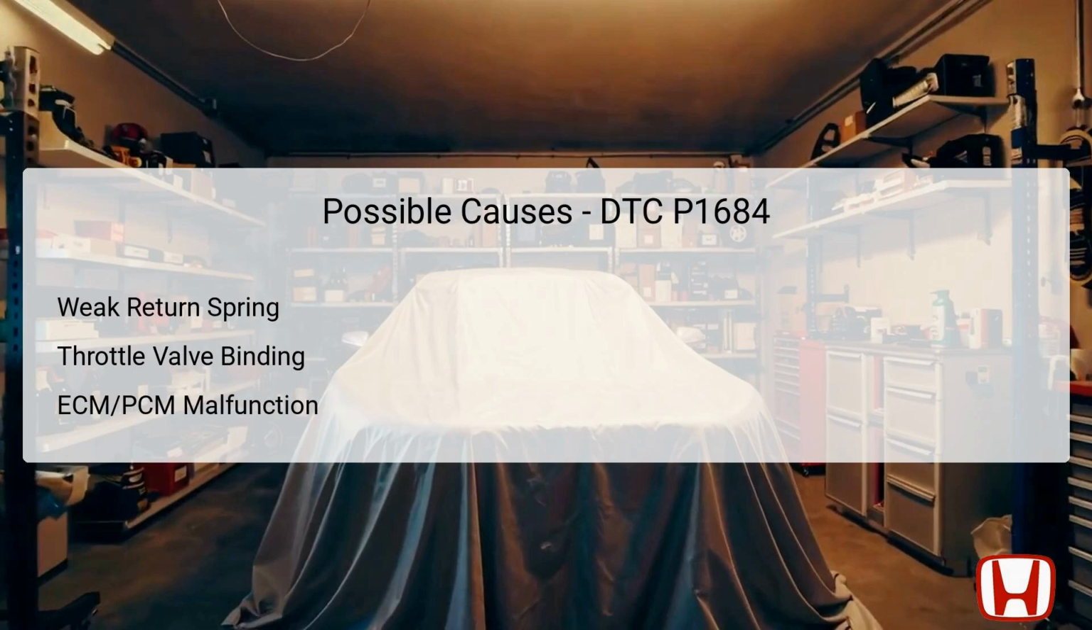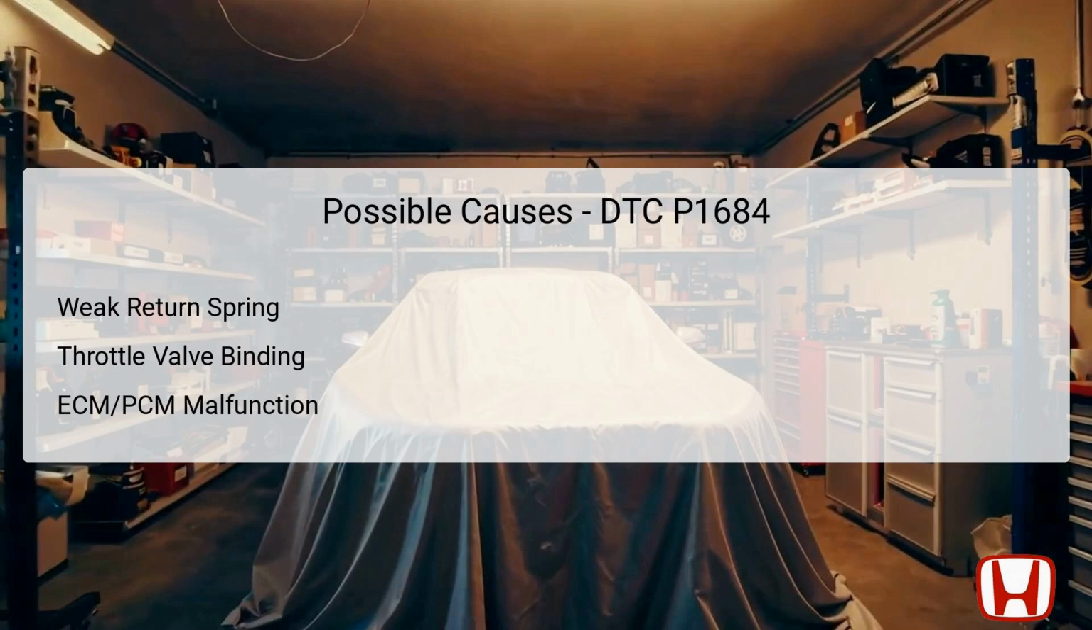Several potential causes can lead to DTC P1684 being triggered in the Honda Accord. One of the most common issues is a weak throttle return spring, which may not generate sufficient force to return the throttle valve to its closed position after acceleration.